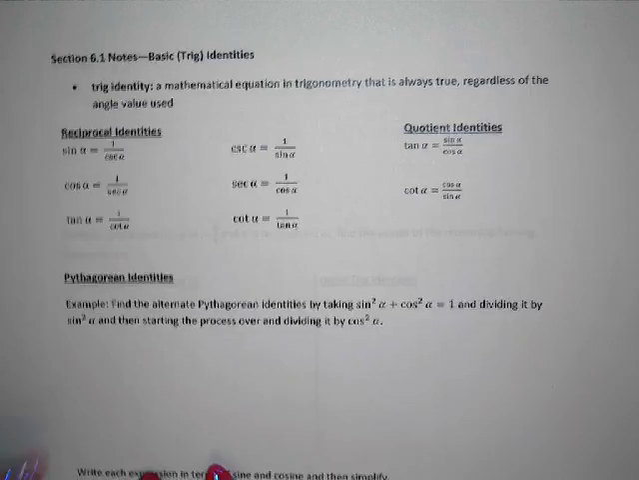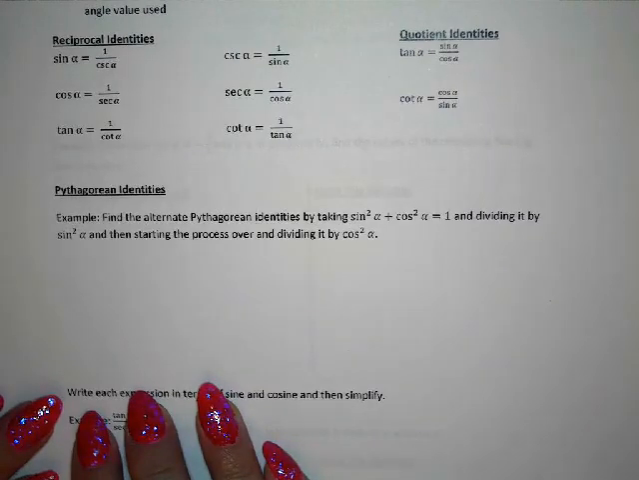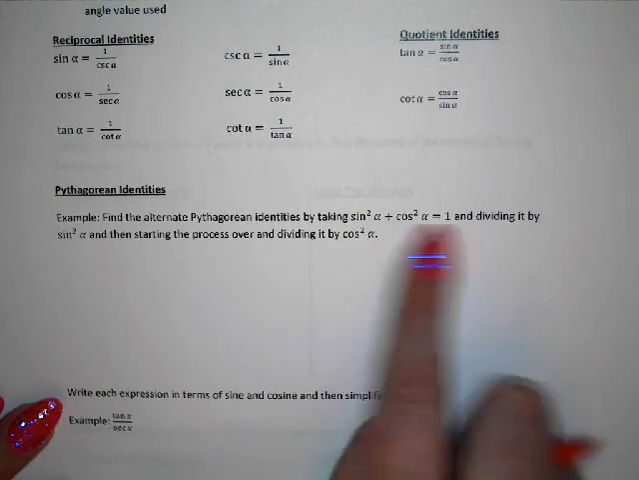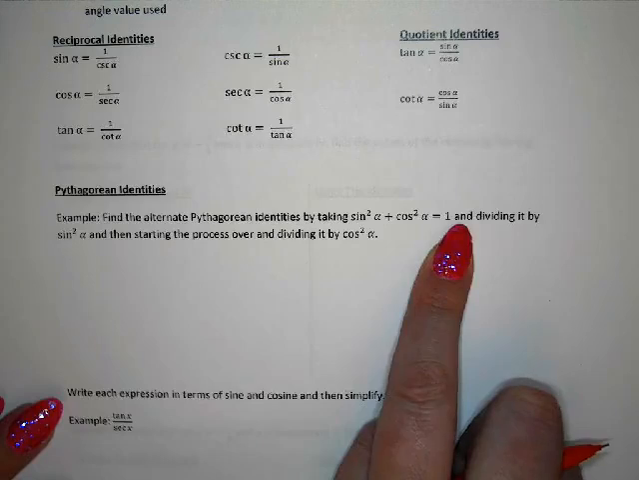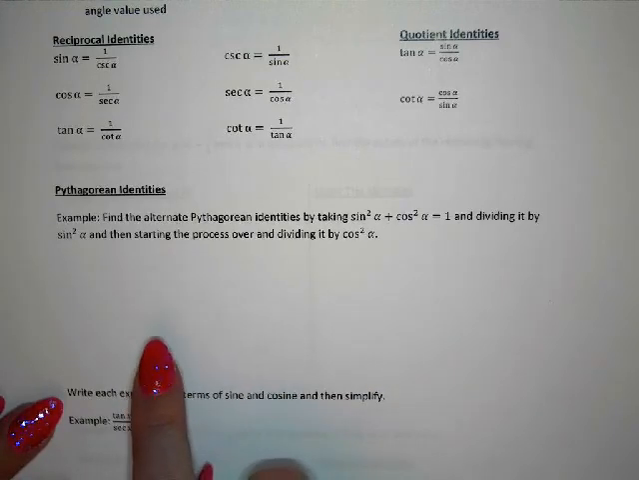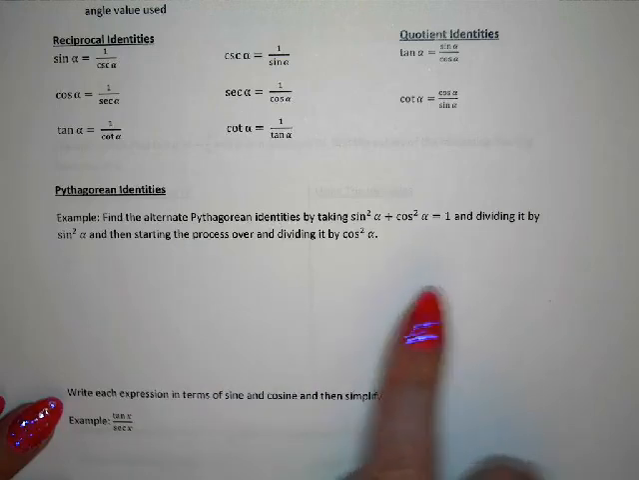We also learned one identity called the Pythagorean identity, which was that sine squared of alpha plus cos squared of alpha was equivalent to 1. And so what we're going to do next is look at two other Pythagorean identities, and we're going to look at where they come from.